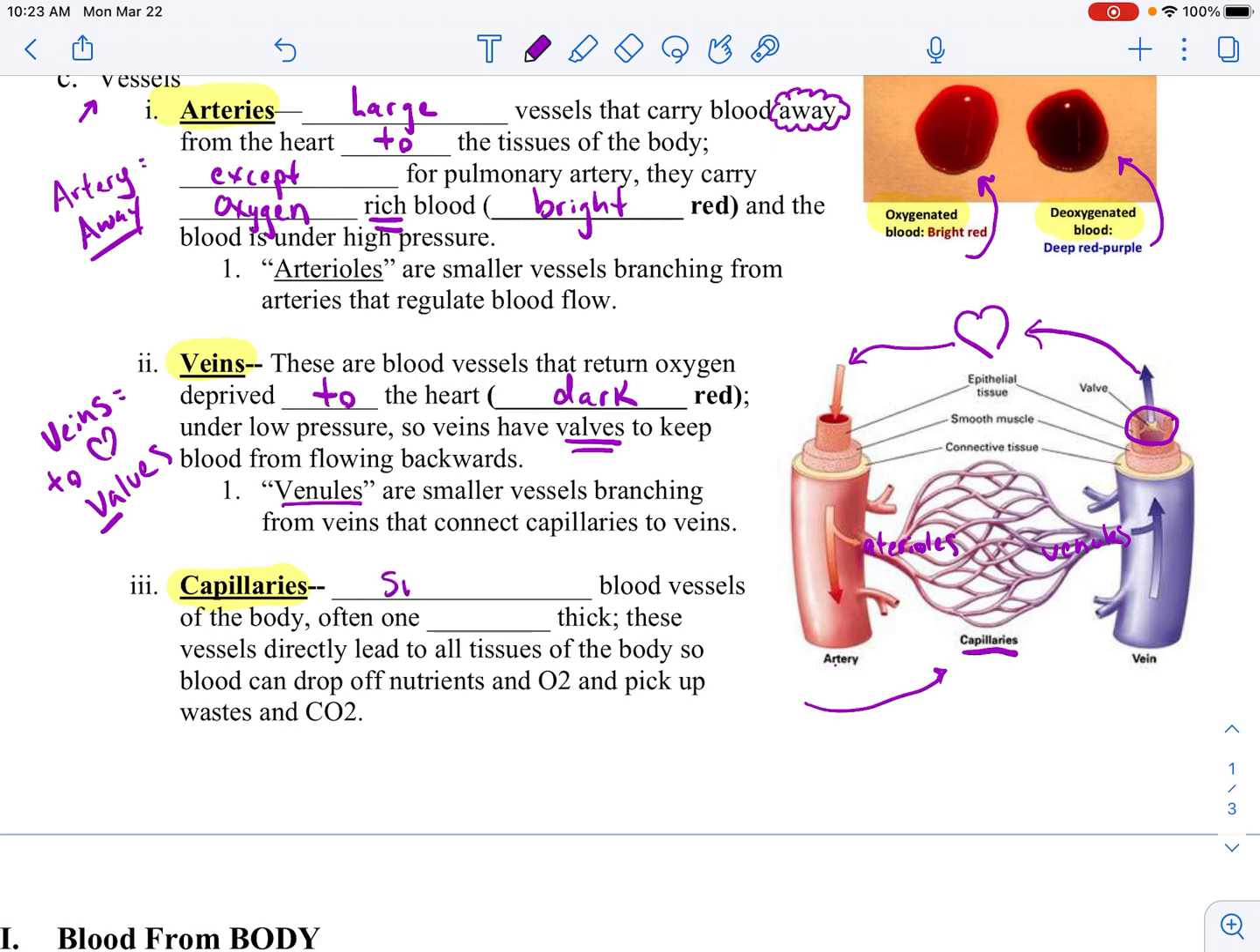capillaries are the smallest blood vessels of the body. They are often 1 cell thick, and these vessels touch all of the tissues of the body so that they can drop off nutrients and oxygen and pick up wastes and carbon dioxide.